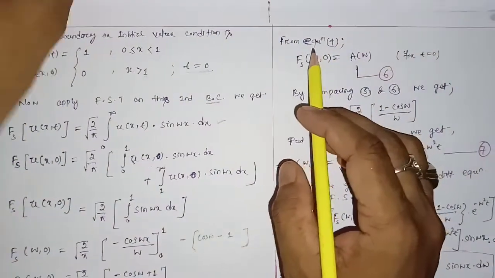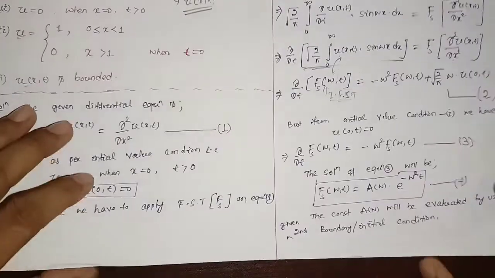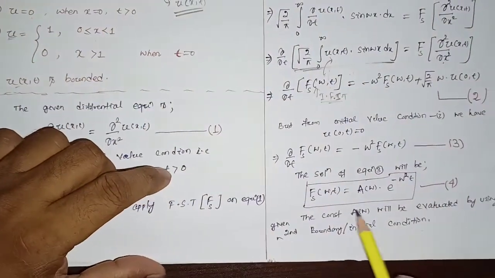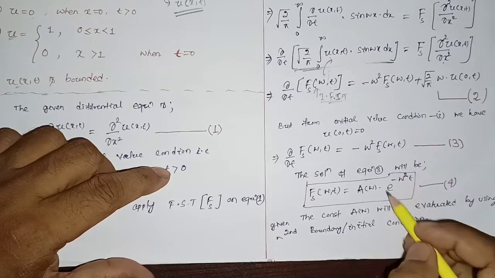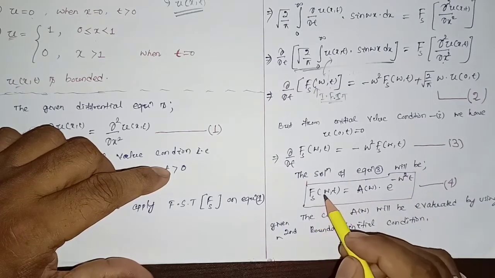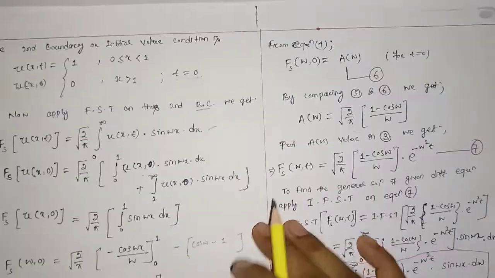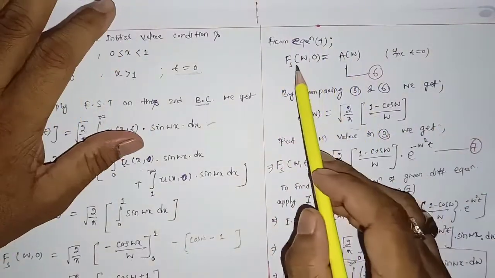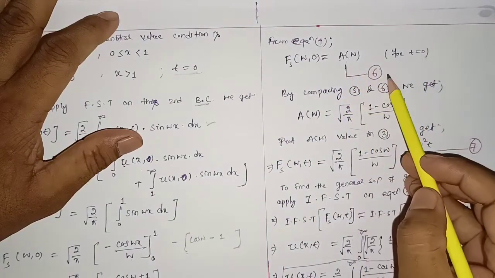From equation number 4 also we can find Fs(omega, 0). Equation number 4 represents this one. If I put t equal to 0, this will be e to the power 0, that means 1, and we get Fs(omega, 0) equal to a omega. From equation number 4, Fs(omega, 0) equals a omega for t equal to 0. Let this be your equation number 6.